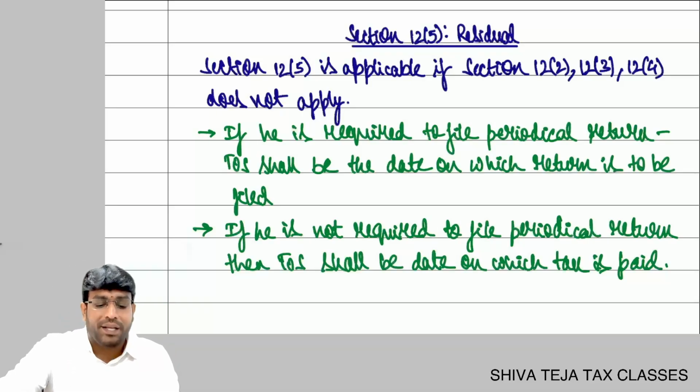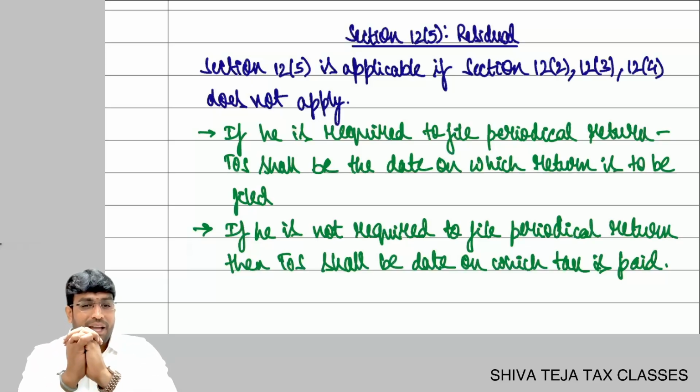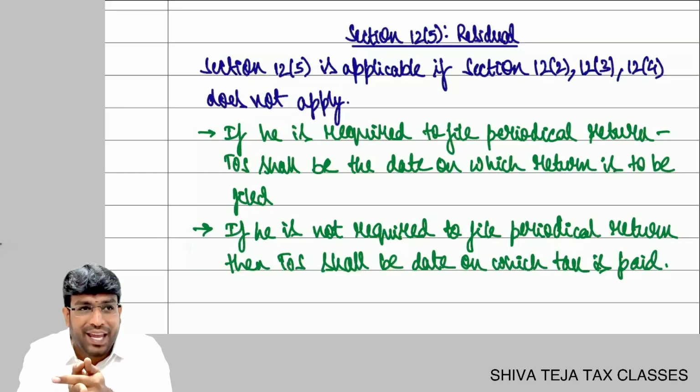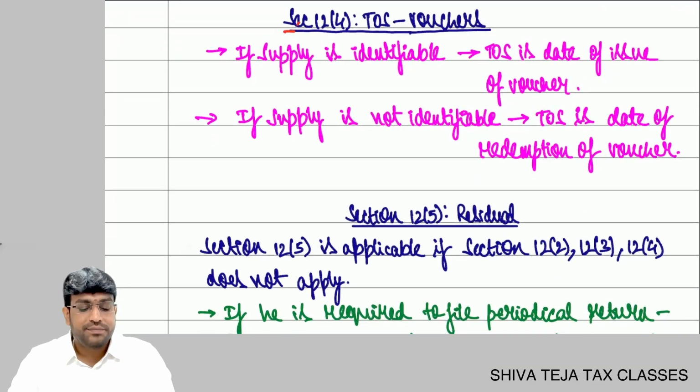So what is 12.1? Liability to pay tax shall be as per time of supply. 12.2 general rule. 12.3 RCM. 12.4 vouchers. 12.5 residual case. 12.6 we'll talk, then we'll complete. But first take this, then we'll write.